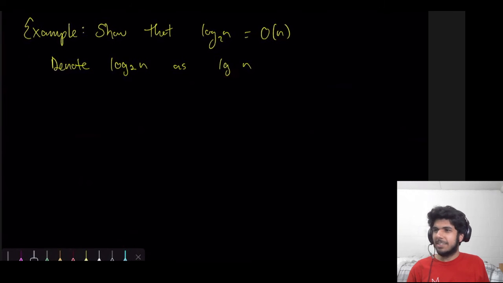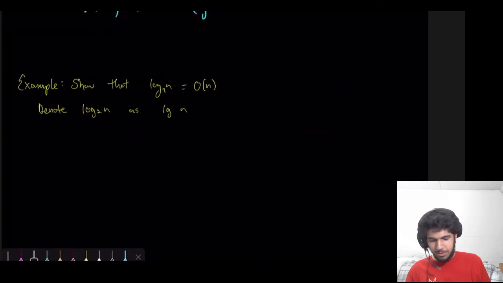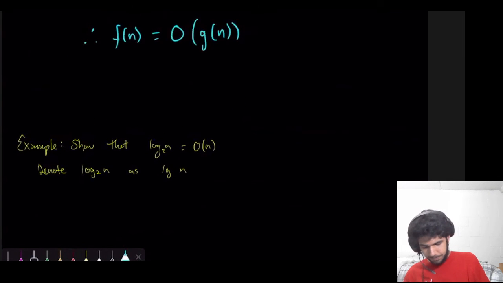It's just that in a lot of things we do in computer science, the logarithm is base 2, so we'll just denote it a little bit differently, and it'll be fine. Actually, before we do that, let's go back to the previous example. I just want to show it with the limit definition.